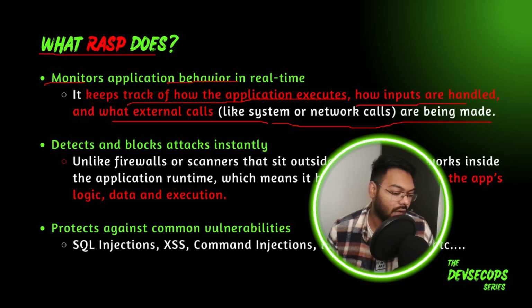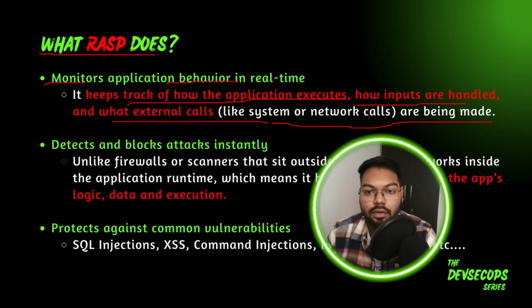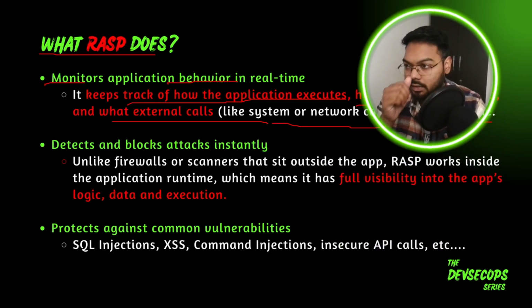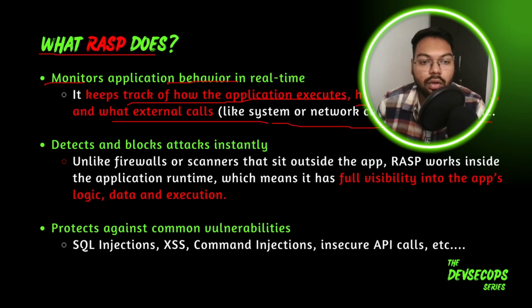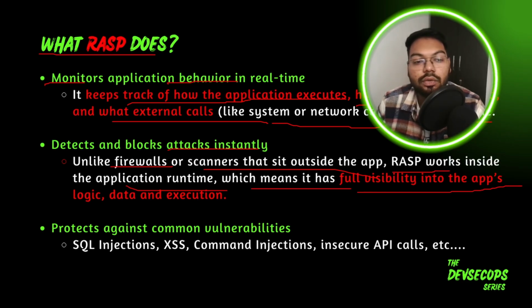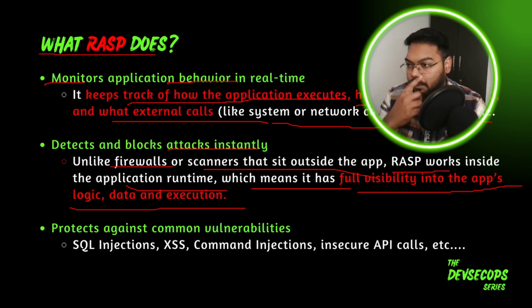And once it finds that any kind of attack is being made, it would generally detect and block the attack instantly. Unlike firewalls or scanners that sit outside the application, RASP works inside the application runtime, which means it has full visibility into the application's logic, data, and execution. So it knows whatever goes on inside.